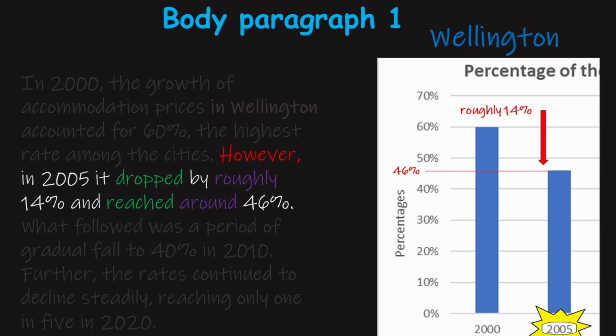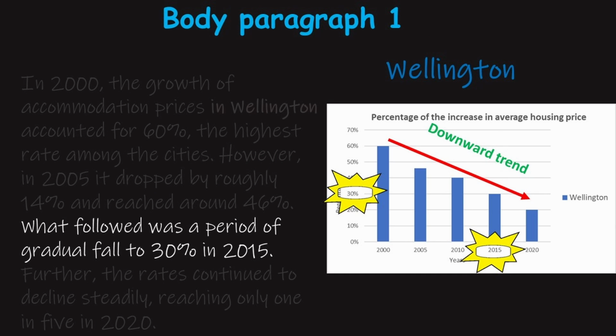Pay attention to the words roughly and around. They have a specific purpose. We are given only round numbers on the axis on the bar graph: 20, 30 and 50%. However, the bars indicate values that are not illustrated on the axis. Thus, we can only assume those values and propose our numbers, for example, roughly 14% and around 46%. The third sentence. The first phrase, what followed was a period of, highlighted by the red color, serves as another element of cohesion and coherence.